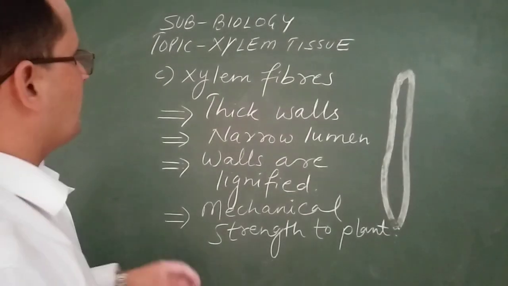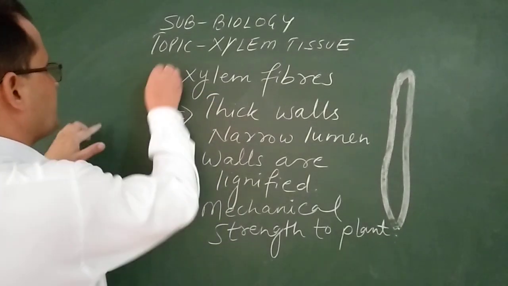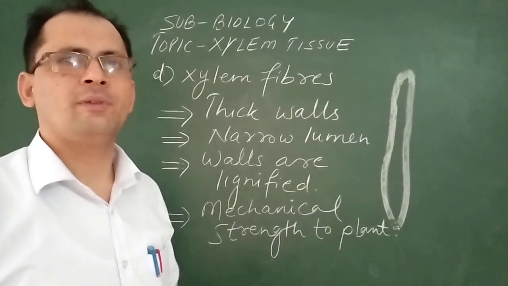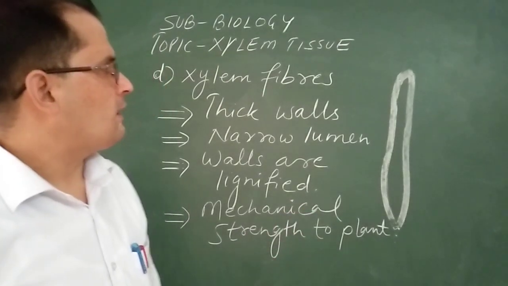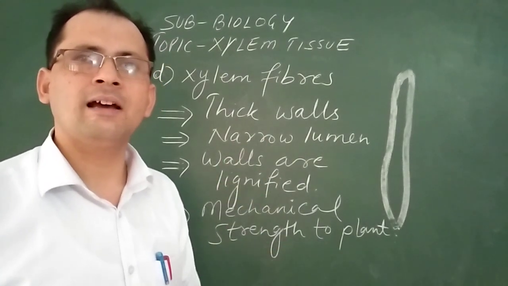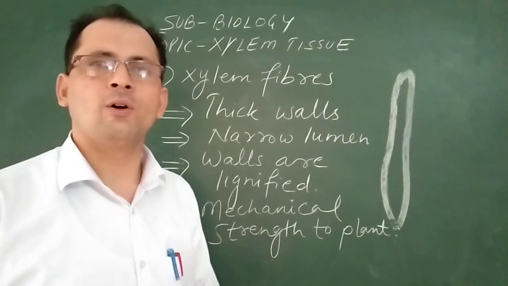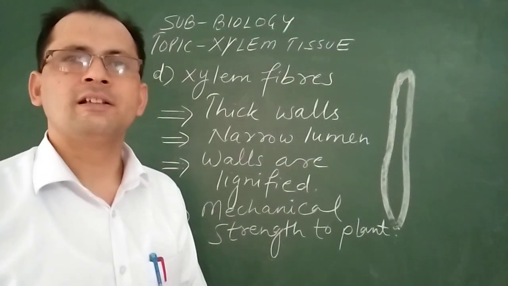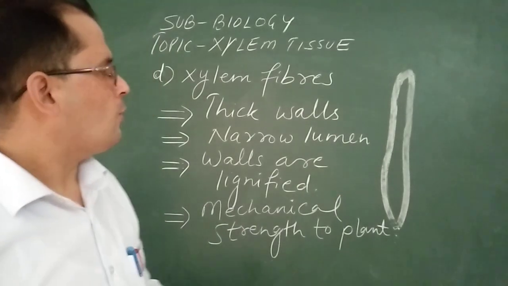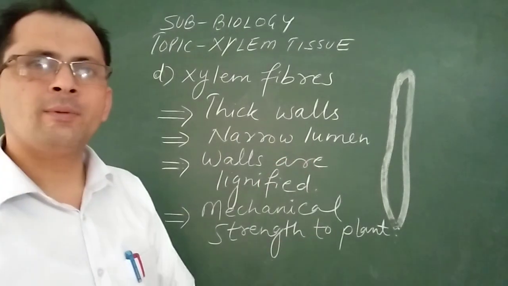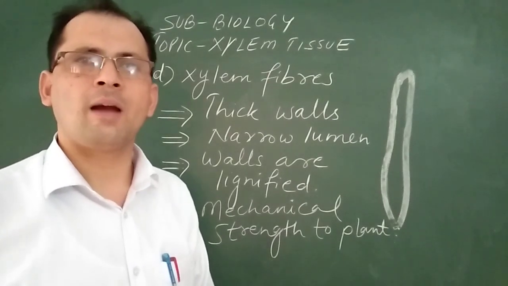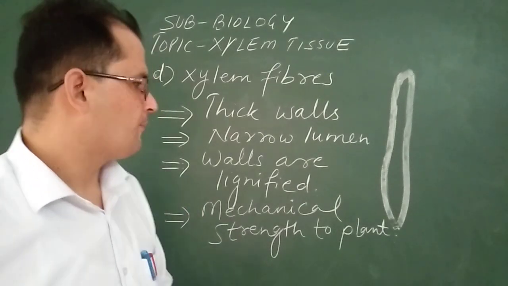Yes beta, now the fourth cell is the xylem fibers, of which the xylem tissue is made up. Now beta, what are xylem fibers? These are sclerenchymatous cells. These are dead cells. The only exception in this xylem tissue is xylem parenchyma, which consists of living cells. Now the walls of this xylem fiber are thick. Why are they thick? Again because they are composed of a chemical known as lignin.